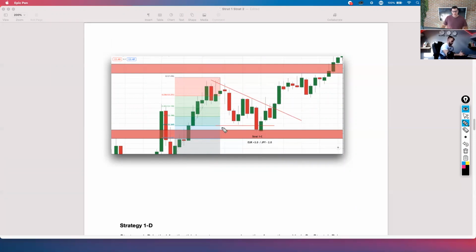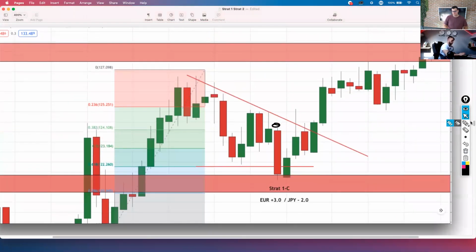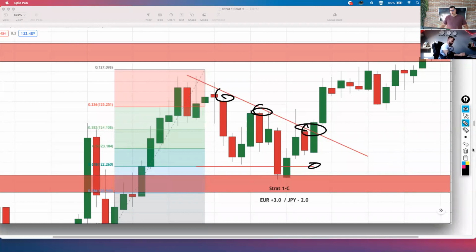All right, and now what do we do? Well, we identify the extension. And then what do we see here? We see our 38.2, or we see our 50, and we see our 61.8% fib. Okay, so this red line is identifying our 61.8% fib. All right, let's bring it in a bit. This red line is identifying our 61.8% fib, and this red line is also identifying lower lows. So as you can see, Strat 1C and Strat 1A sometimes can mesh.